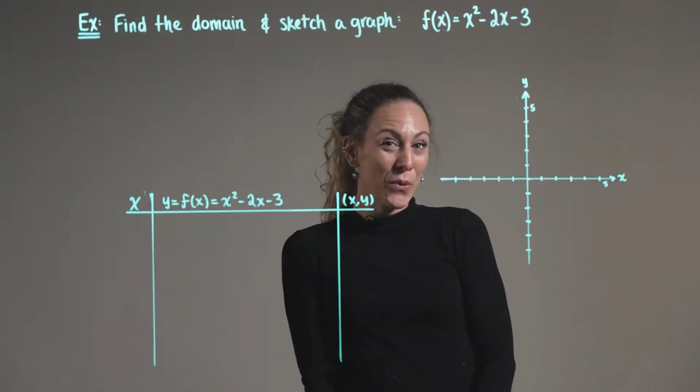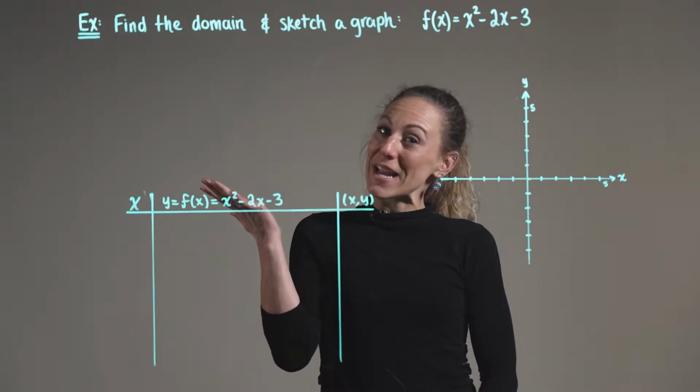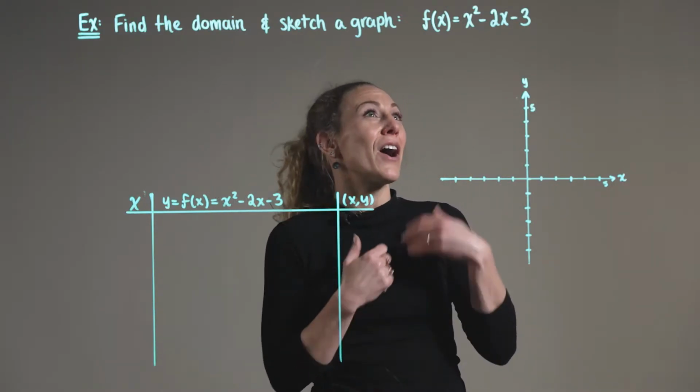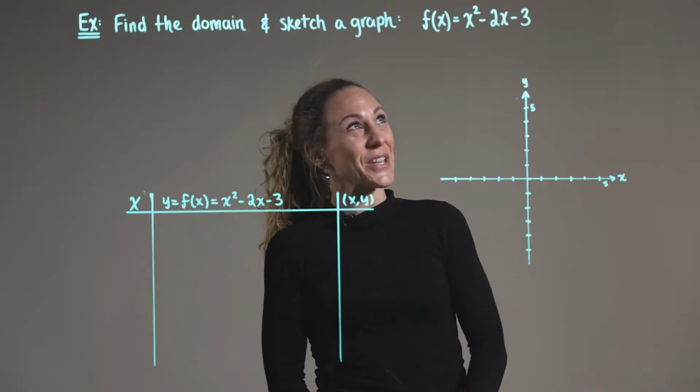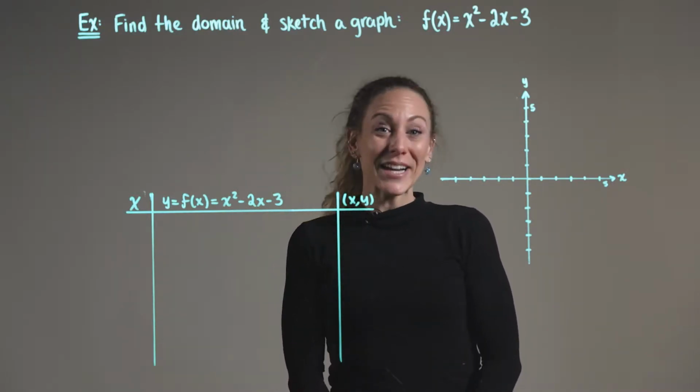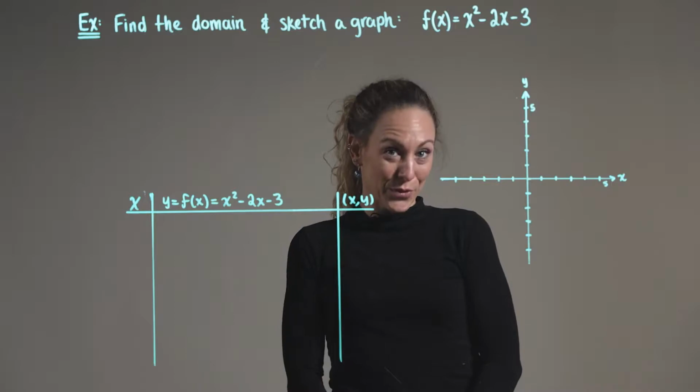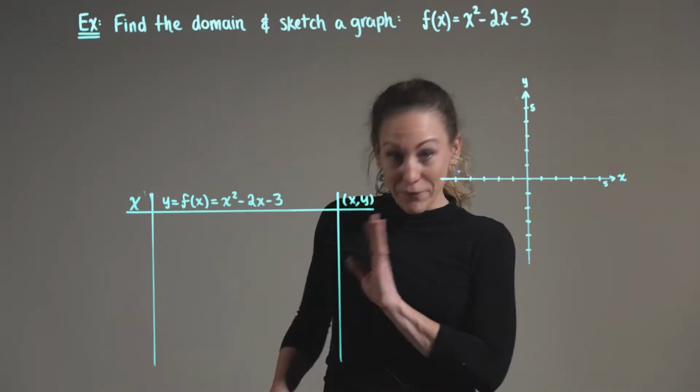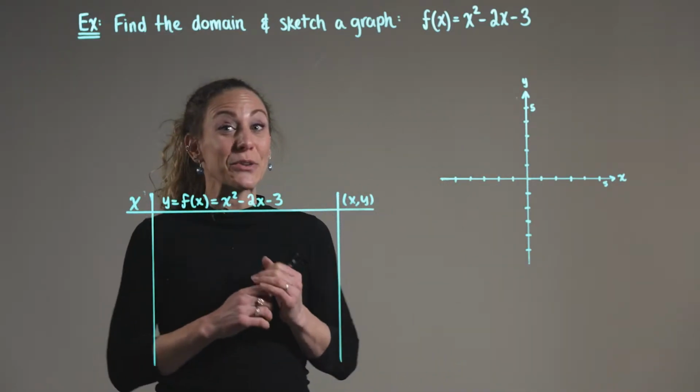In this example, we are asked to find the domain and sketch a graph of the function f of x is equal to x squared minus 2x minus 3. So first things first, we need to find the domain.